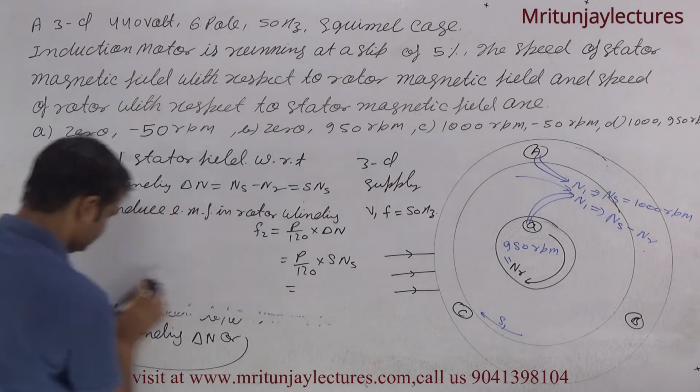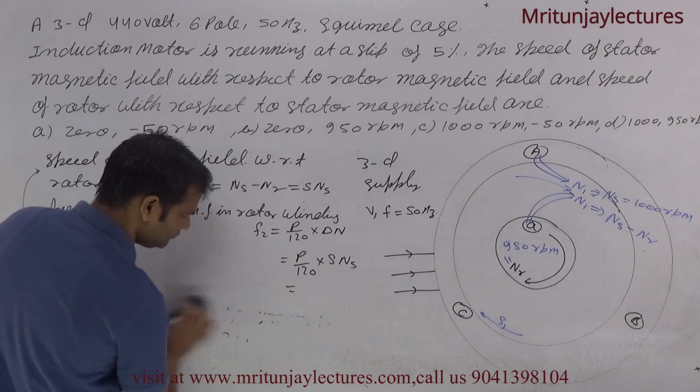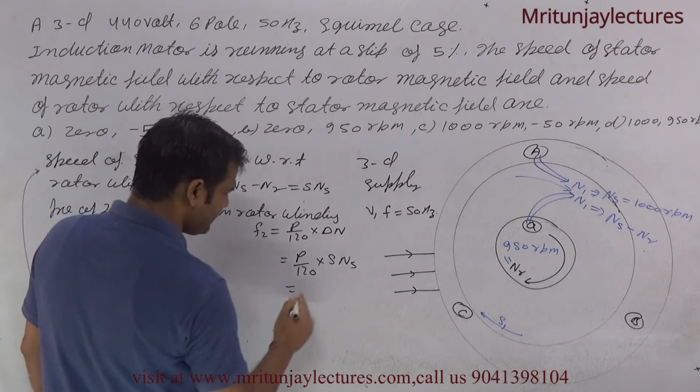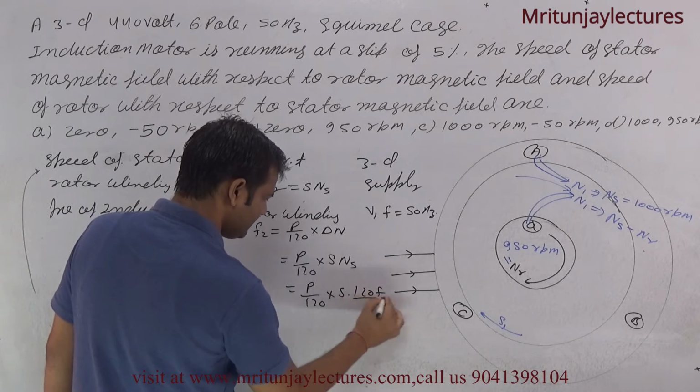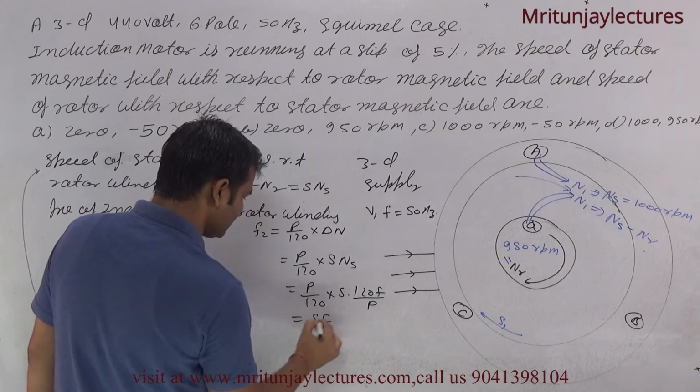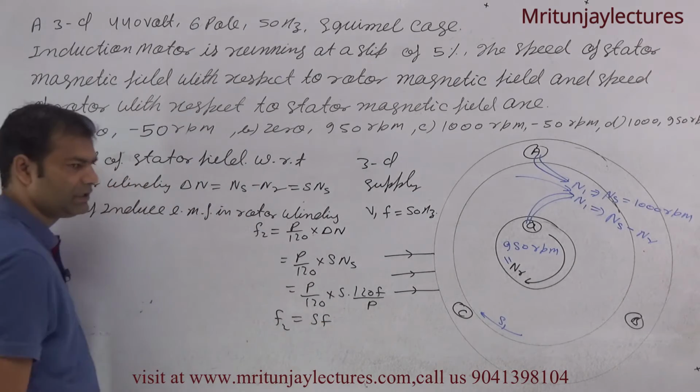Now, P upon 120 into S Ns, where Ns is 120 f by P. So finally, F2 is equal to S into F.